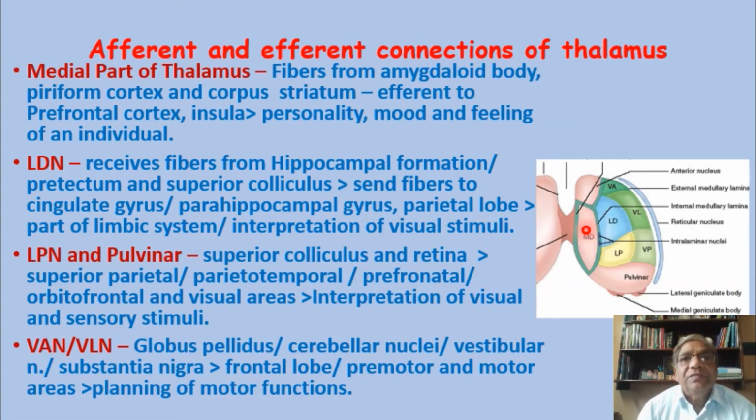Then it will go to the insula, which is a hidden part between the parietal and the temporal lobe. After these fibers come and relay in this part of the cerebral cortex, they are concerned with the personality of a person, his mood, and feelings. So in total, the personality of a person is determined by the prefrontal cortex of the frontal lobe.